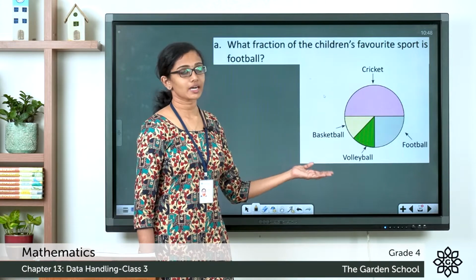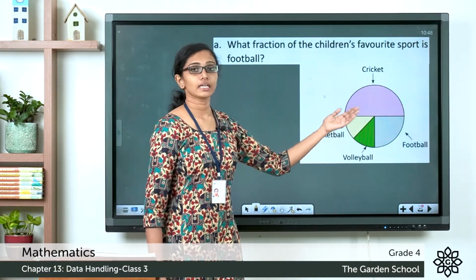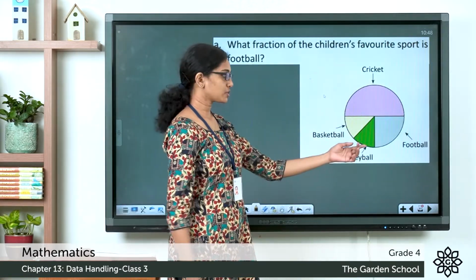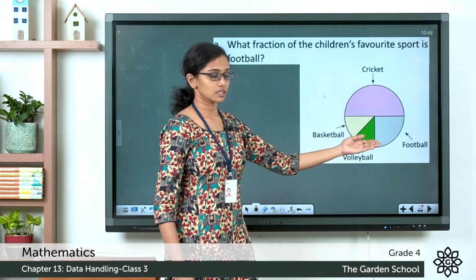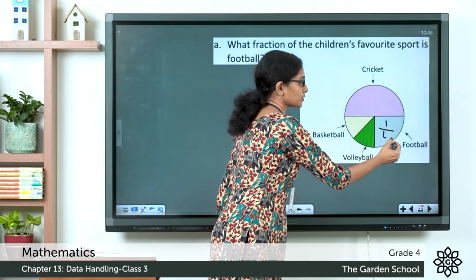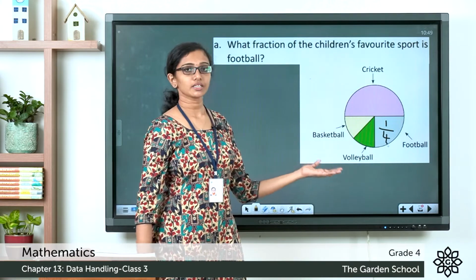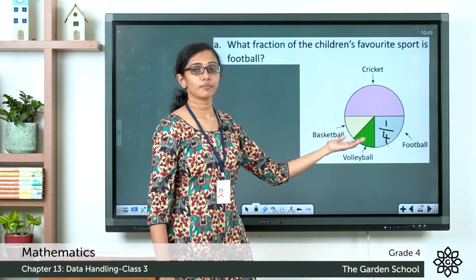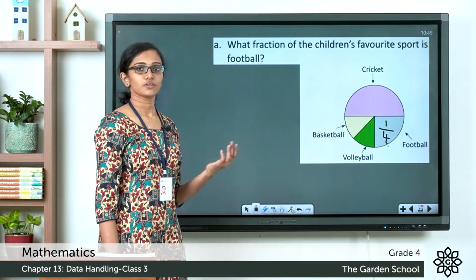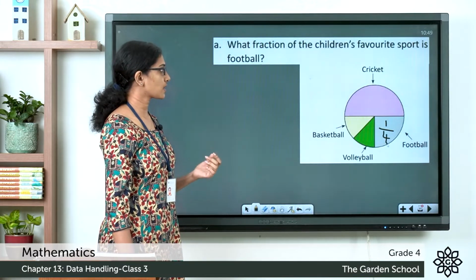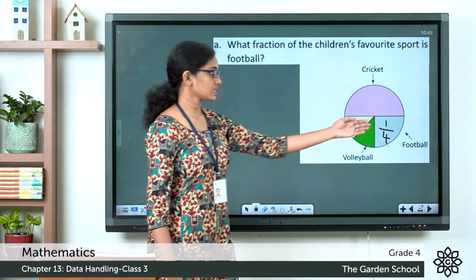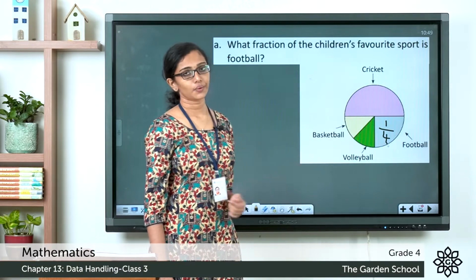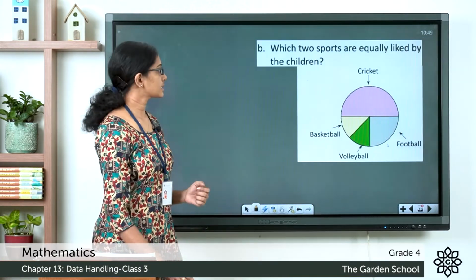So from the pie chart, let's see what fraction of children like football. So here in the pie chart, you can see that 1/4 of the circle, 1/4 of the pie chart, is marked as the part which represents the number of children who like football. So what fraction of the children's favorite sport is football? It is 1/4. Now, let's see the next one.